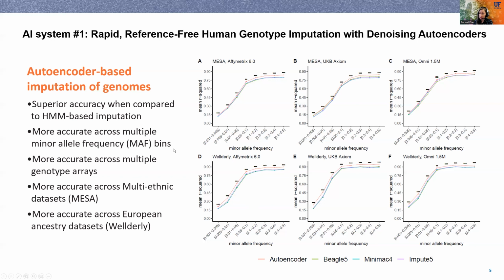And these results are pretty consistent across different data sets. For example, here, the MESA data set that is very multi-ethnic, and the Welderly data set that is more European ancestry predominant. And also, we see the results are consistent across different genotype arrays as well. So for example, here we are testing the Affymetrix array, the UK Biobank Axiom array, and the Omni 1.5 million array. And all of them are showing that the autoencoder consistently outperforms the typical HMM, or hidden Markov model, methods.